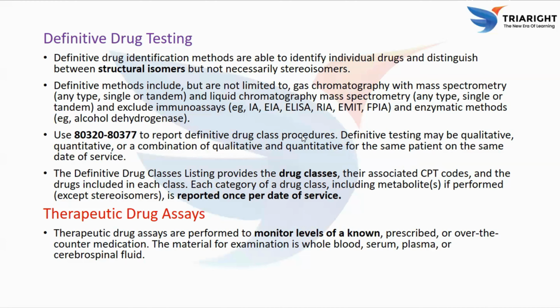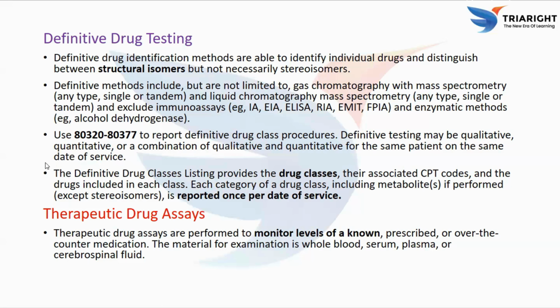The GCMS method, gas chromatography plus mass spectrometry, and LC-MS, liquid chromatography plus mass spectrometry. Both can be single mass spectrometry and also tandem mass spectrometry. So these methods separate the drug, break it into fragments, and identify it by its molecular fingerprint. So what is not definitive testing? These are the screening methods, even if done on an analyzer. So immunoassays: EIA, ELISA, RIA, EMIT, FPIA.